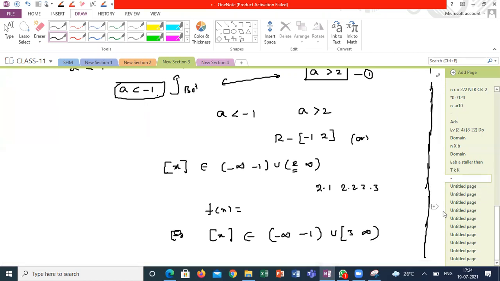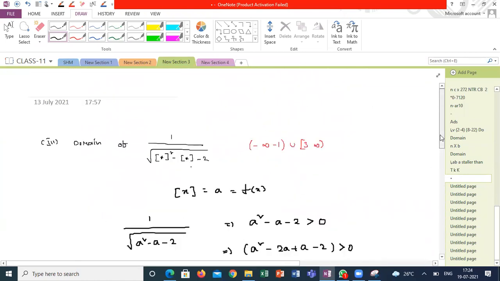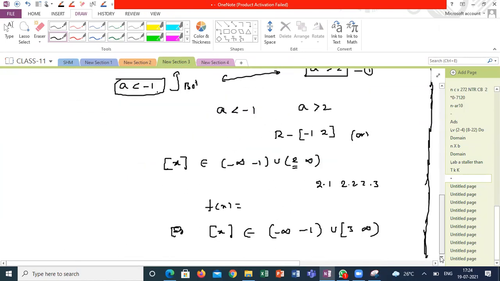What is the answer I gave? This also I gave the wrong answer. Yes, this is the right answer. Understood, guys, how to do this question?